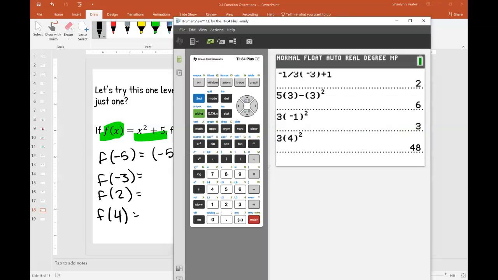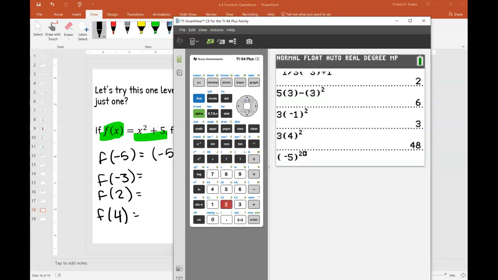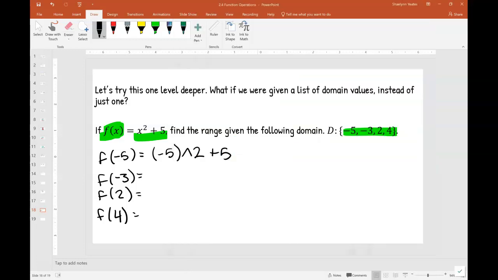In my calculator, I'm going to do parenthesis -5 close parenthesis to the second power. I'm going to put plus 5 at the end, and I end up with my answer: 30. So my range so far only has one value in it. It has 30, so we'll find out the order of that in a second.